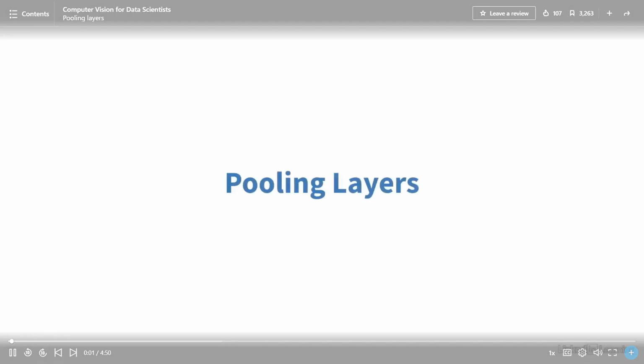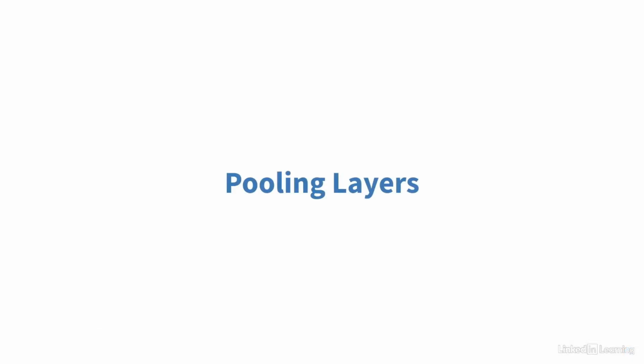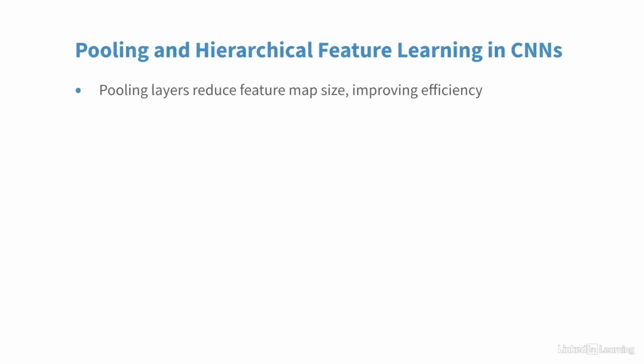Now let's talk about pooling layers. Pooling layers are essential components of convolutional neural networks. They're used to reduce the spatial dimensions of feature maps while retaining important information. Pooling layers reduce feature map size, resulting in fewer parameters and computations needed for increased efficiency.